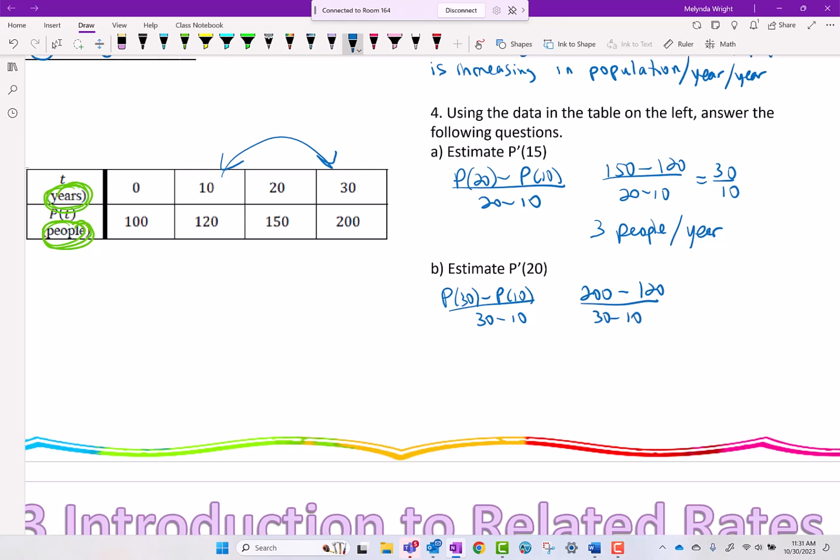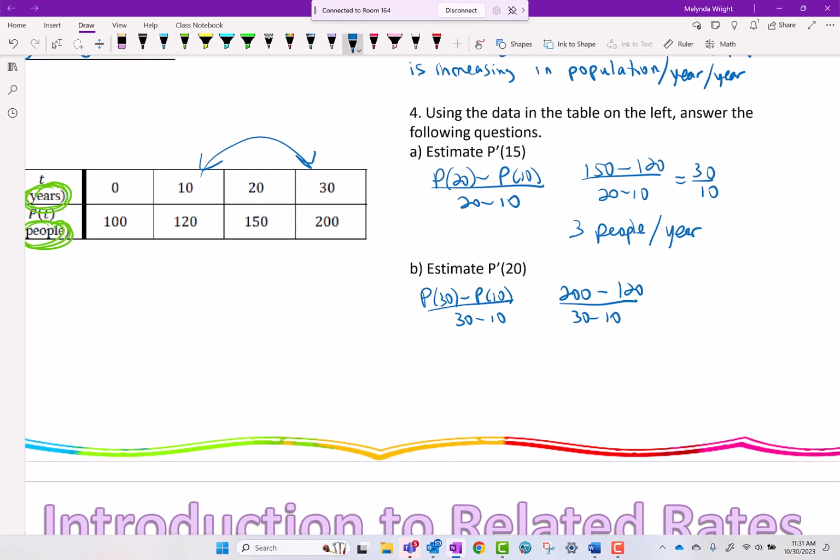And might I also add, write it down first. Don't do 30 minus 10 in your head and put 20. We need to see the fraction and the subtractions. We need to see that. So now you can go ahead and do that part. So what is that, 80 over 20? That's 4. So 4 people per year. All right.